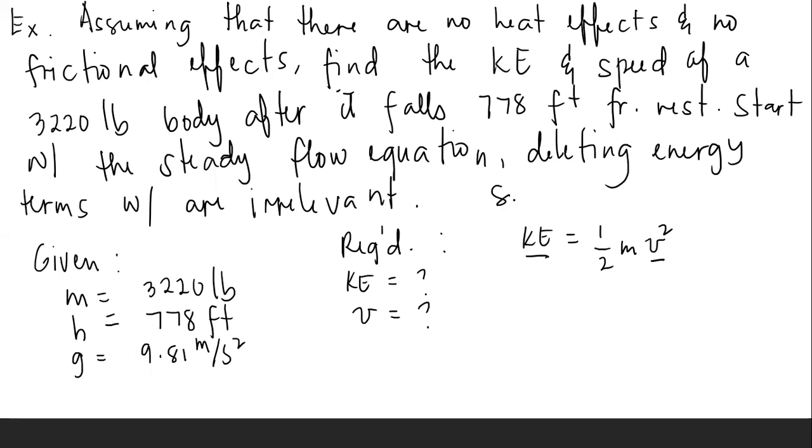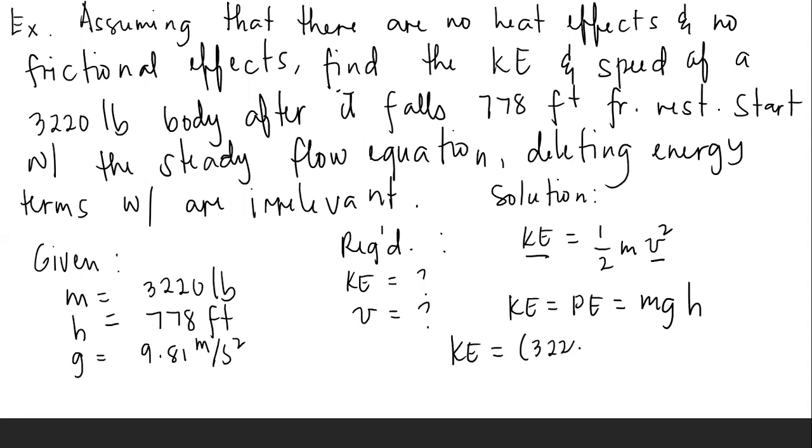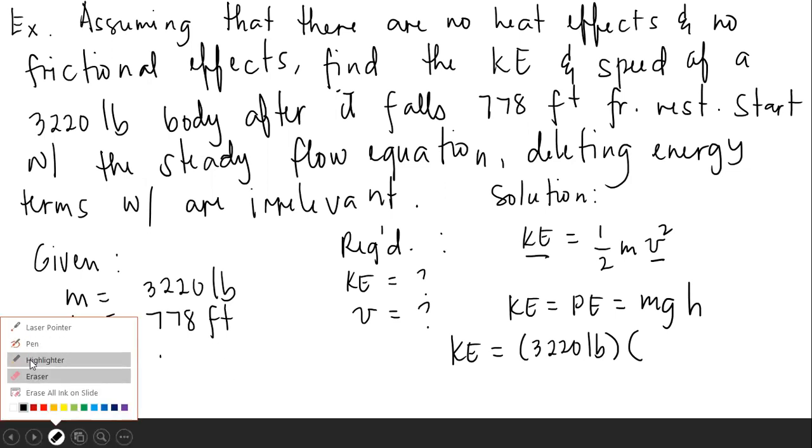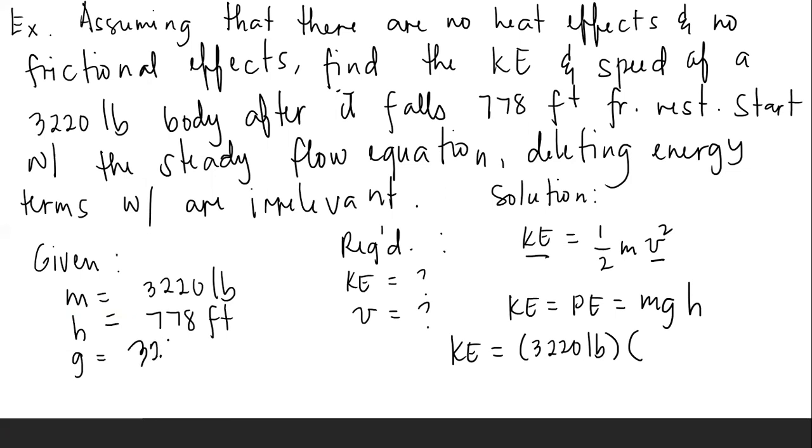Instead, we're going to use the formula for the potential energy in finding the kinetic energy, which is the same as the potential energy, equal to mass times gravity multiplied by the height. Kinetic energy now is equal to mass, which is 3,220 pounds, multiplied by the gravity of 9.81. Okay, we're not going to use this one because it's under the English unit. Therefore, we're going to use 32.17 feet per second squared times the height of 778 feet.